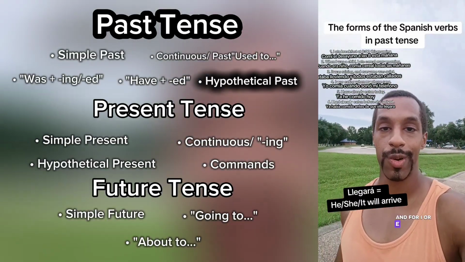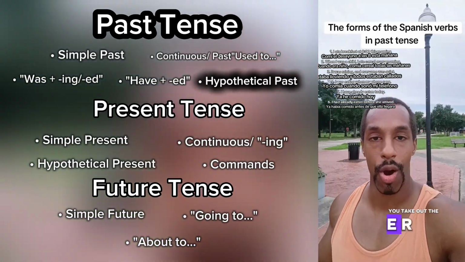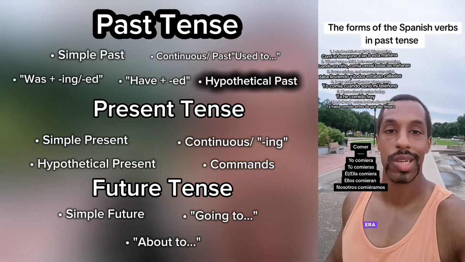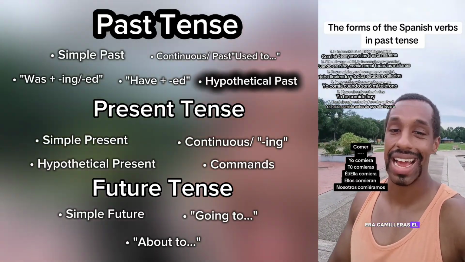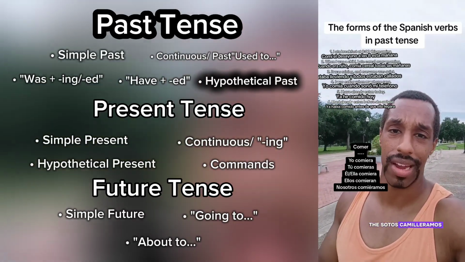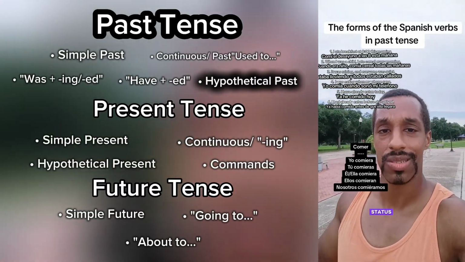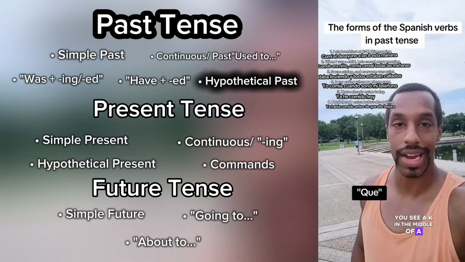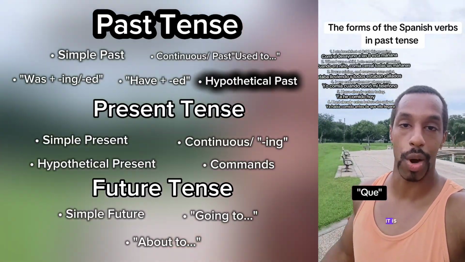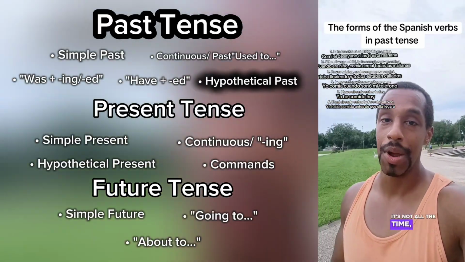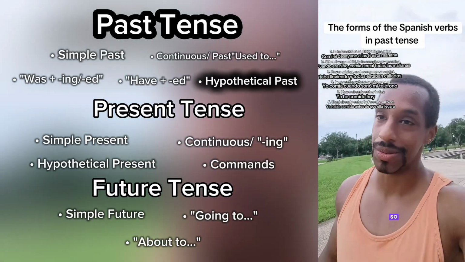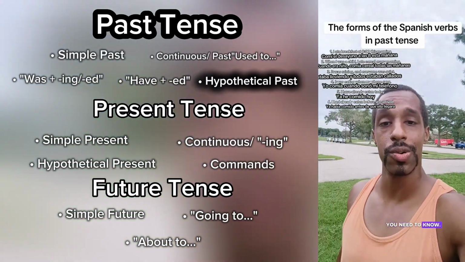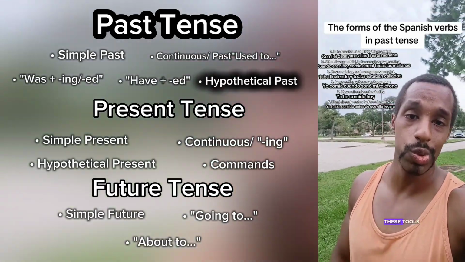And for IR or ER verbs, it's a little bit different. You take off the ER or IR and you add IERA. So yo comiera, tú comieras, él, ella comiera, nosotros comiéramos, ellos, ustedes comieran. Little tips on how to use this. You see a que in the middle of a Spanish sentence, just assume the verb after it is always going to be in this form. It's not all the time, but a good portion of the time it is. So if you're not sure, just put it in that form. And that's the past form of Spanish verbs that you need to know. So now you can read a sentence and use these tools to help you break it down.